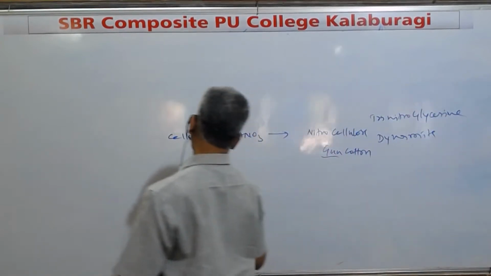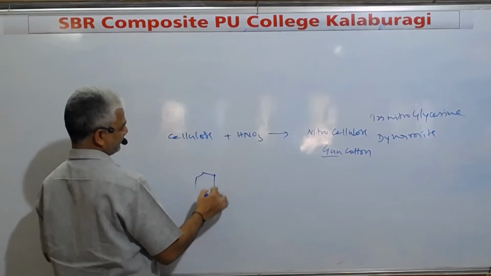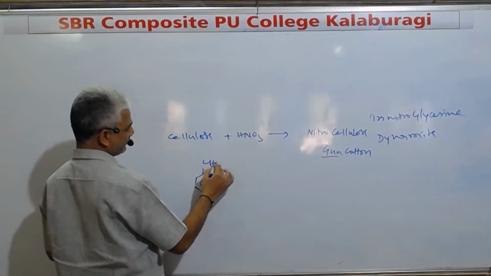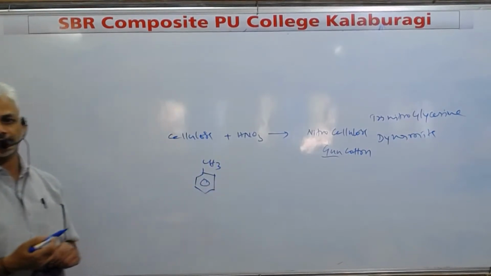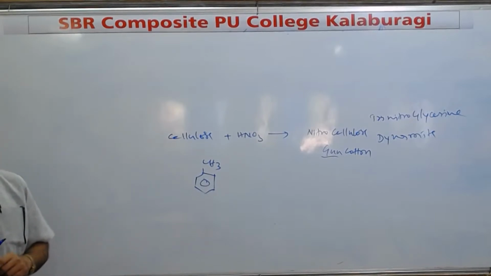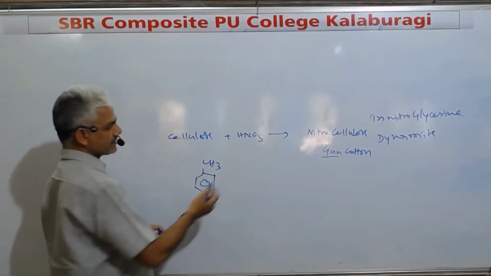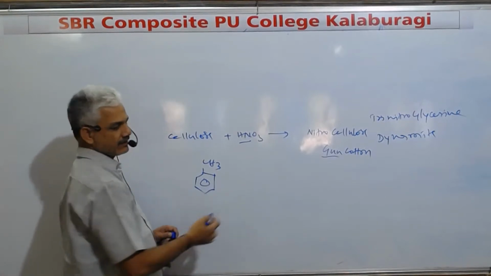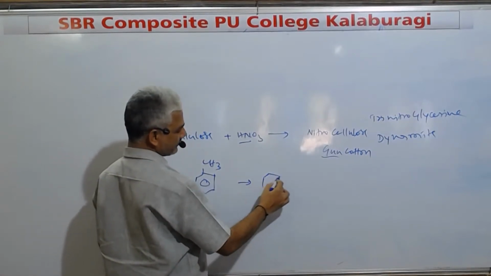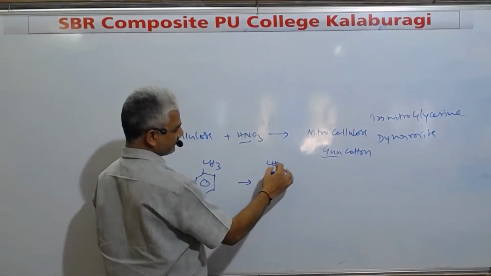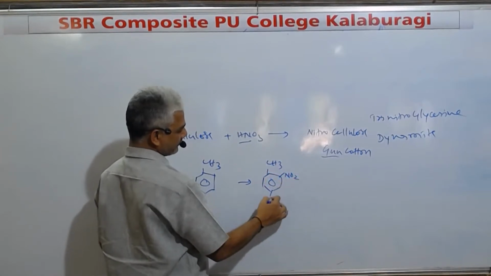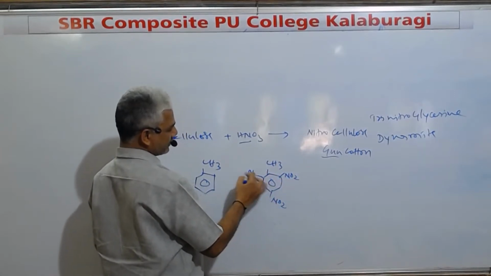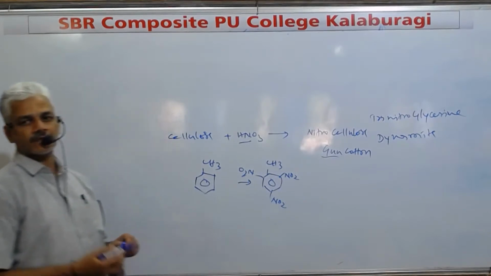Then one more familiar reaction that you know, what do you call it? Toluene. So when this toluene is subjected to nitration, you will get this compound. What do you call it?